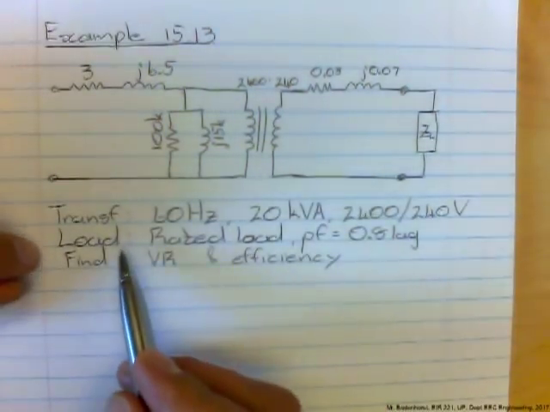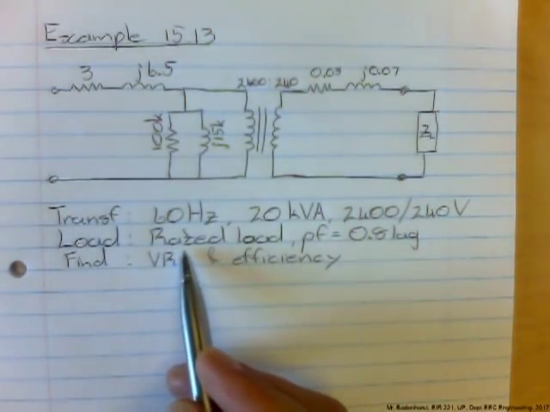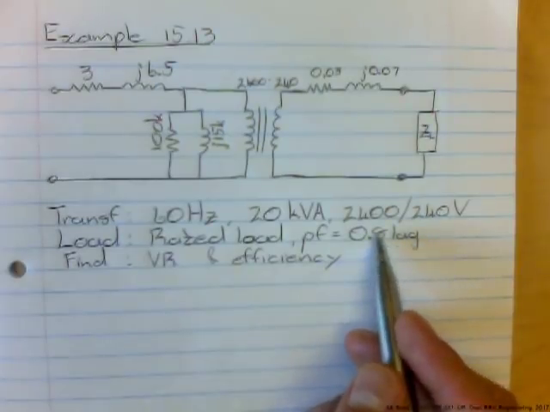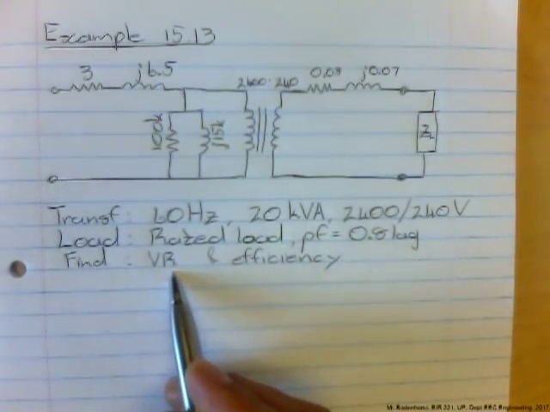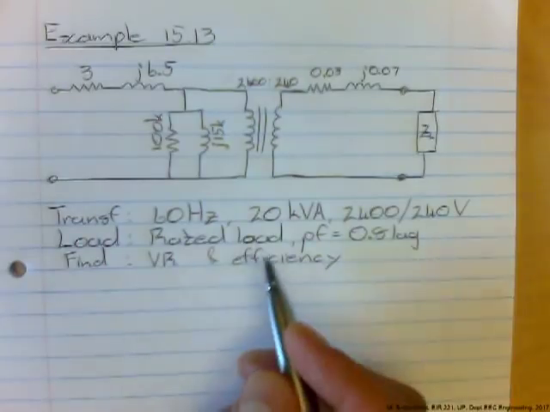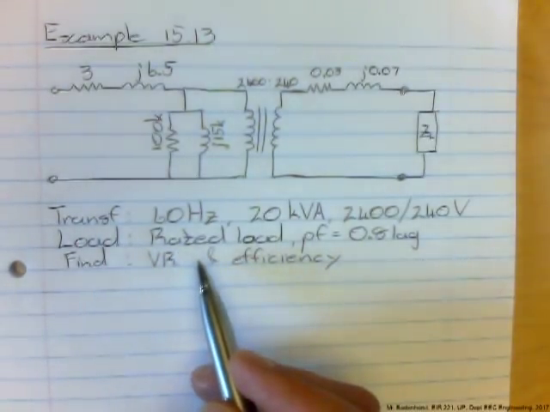Then very important, it tells us that the load connected to the transformer is a rated load and it operates at a power factor of 0.8 lagging, so we'll come back to this. This is very important and we need to find the voltage regulation and the efficiency. So first let's just look at what the fact that this is a rated load means.